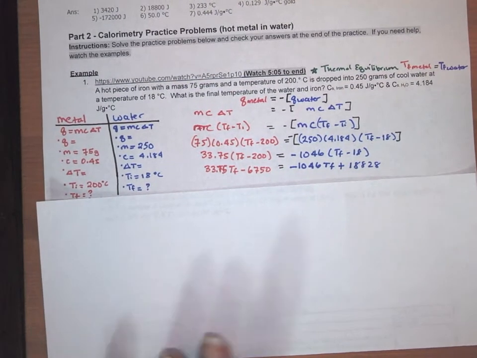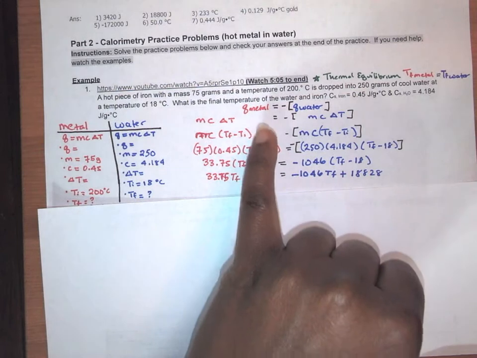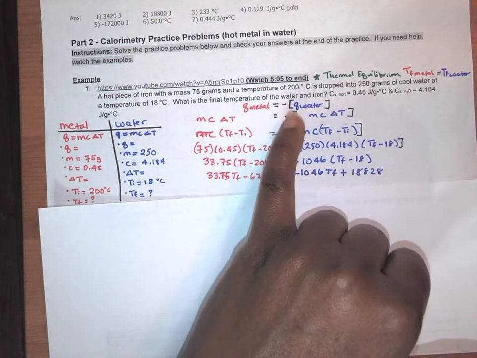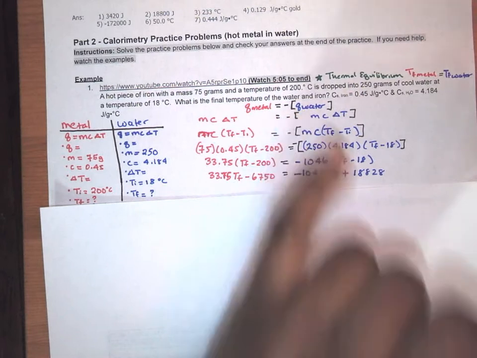So you have a hot piece of metal and you're putting it into cool water. And what happens is the metal will lose heat energy and the water will gain heat energy. And you can use the fact that the heat lost by the metal is equal to the heat gained by the water, equal in magnitude but opposite in sign. So Q of metal is equal to negative Q of water. Equal magnitude, opposite sign.